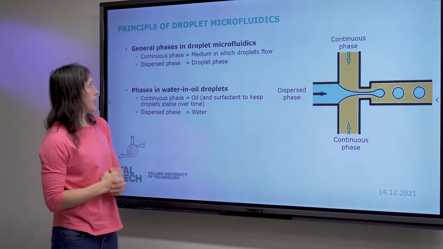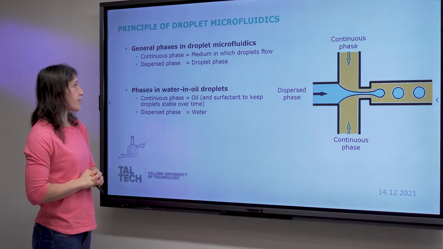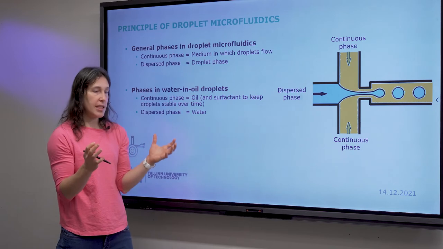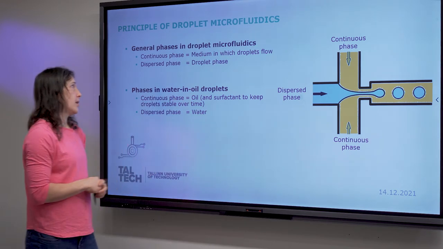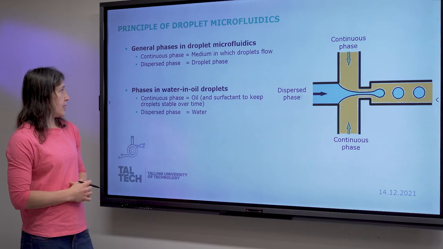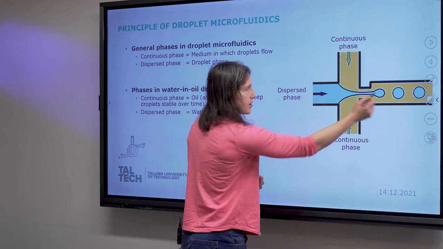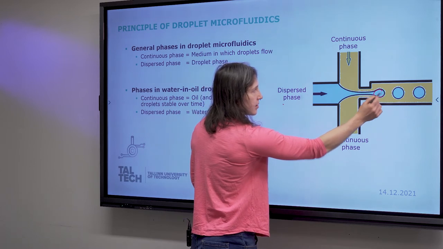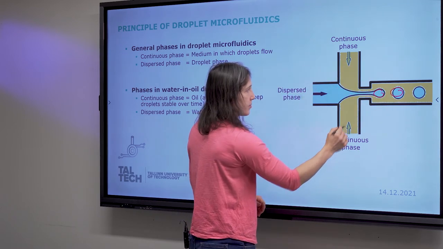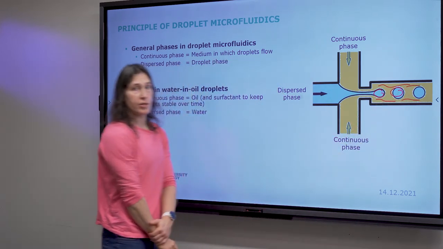All right, but now let's look a little bit more at the general phases in droplet microfluidics. So you have what is called a continuous phase, and that is the medium that the droplets flow in. And then you have what is called a dispersed phase, and that is the droplet phase. As an illustration here, this means the dispersed phase is coming from here because these are the droplets, while the continuous phase, that the droplets flow in, is coming from the side here. So they flow in this, so that is the continuous phase.